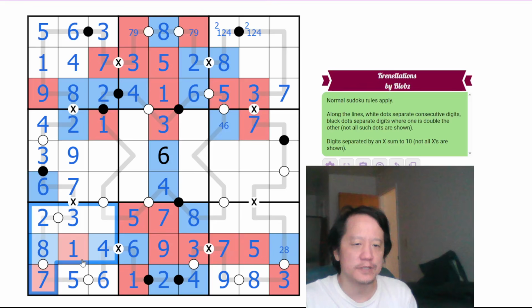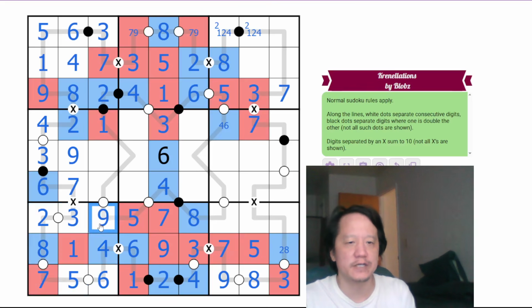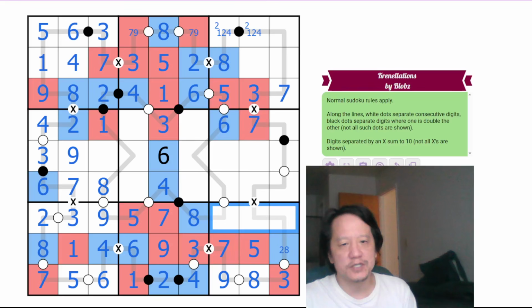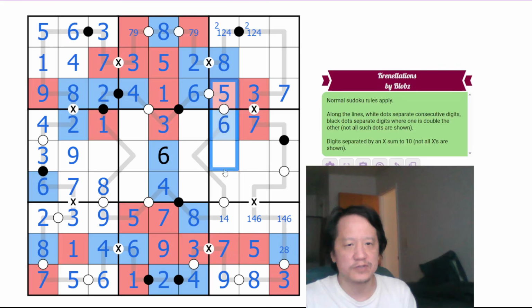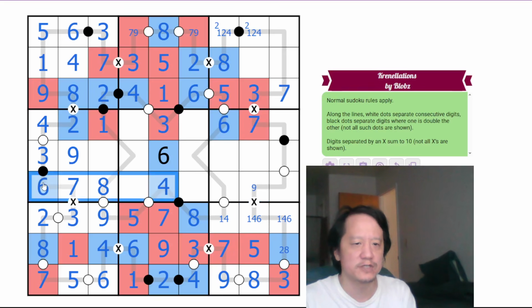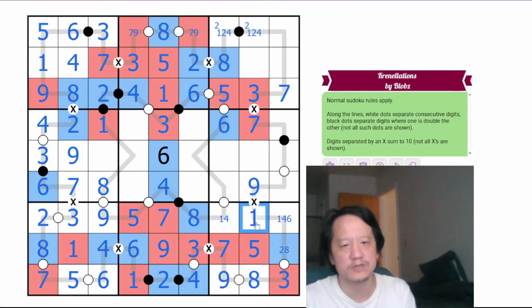Remaining digits in this lower left-hand box is a 9, which is only consecutive with 8. 4 eliminates 4 here, so it's 6. Remaining digits in row 7, we have 1, 4, and 6. 6 can't be here because of 6 in the column. 1 would force this to be 9. 4 and 6 would force this to be 4 and 6, but we can't have 4 and 6 there because of 4 is 6 in the row. So this has to be 9, which makes this 1, which makes that 4, which makes that 6.